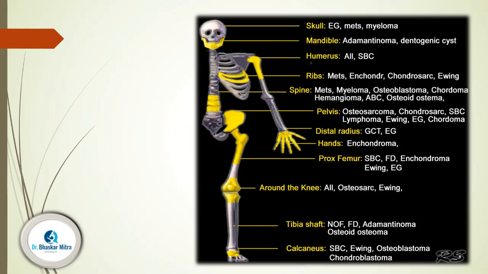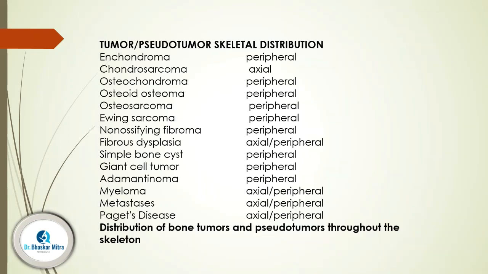This is a picture showing different types of lesions in different locations in our skeleton, like eosinophilic granuloma, myeloma, more common on the flat bones, particularly the skull. Adamantinoma is common for the mandible. Humerus, all kinds of bone cyst are very common. Ribs for metastasis and enchondromas. Spine for metastasis is another important site. Pelvis is a very important site for osteosarcoma, Ewing's. Distal end of radius, giant cell tumor is one of the important factors. So this is how the site is important for the bone lesions.